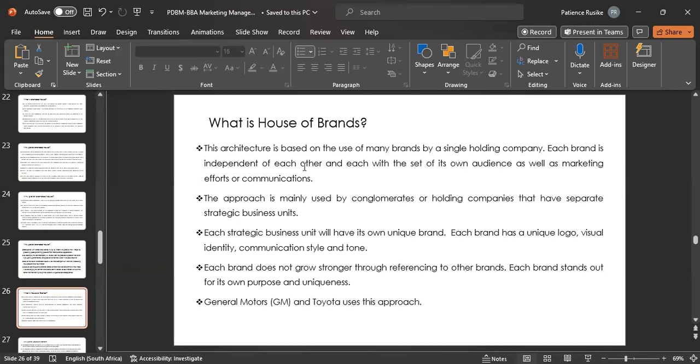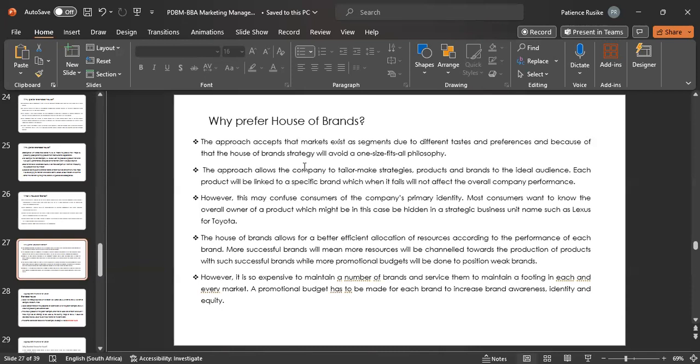But then one of the drawbacks of this approach, maybe if we can go a step further, right? Why prefer a house of brands, right? Now, the approach accepts that the market exists as segments due to different tastes and preferences. And because of the house of brands strategy, it avoids a one-size-fits-all philosophy. Because what we are saying is that a market is diverse. I cannot have one brand name for all the products, right? Because possibly different markets call for different strategies, right? This is contrary to a branded house, whereby we're saying one size fits all. Everything is under one umbrella. We use the same strategy because it's one brand.